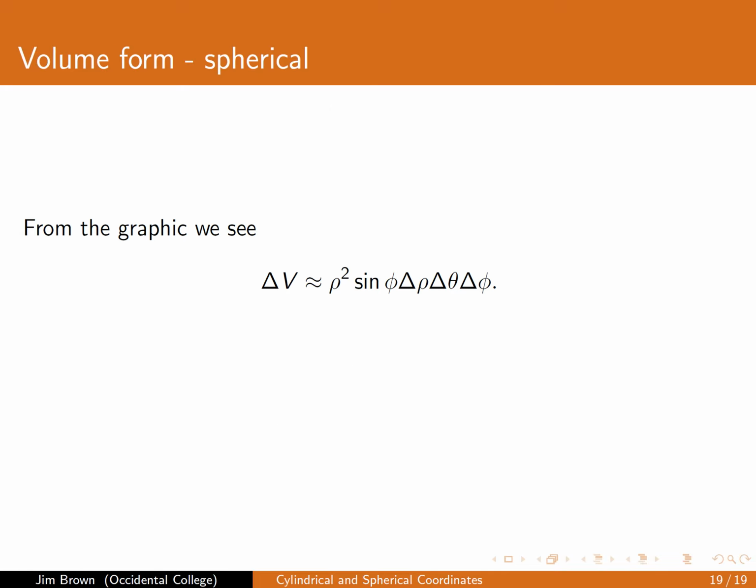So if we put all those together, we get that this is about rho squared sine phi delta rho delta theta delta phi. And you can change the order of these depending upon the integral we're looking at. But then we see if we take the limits here, our volume form we're going to want when we integrate in spherical coordinates is rho squared sine phi d rho d theta d phi.